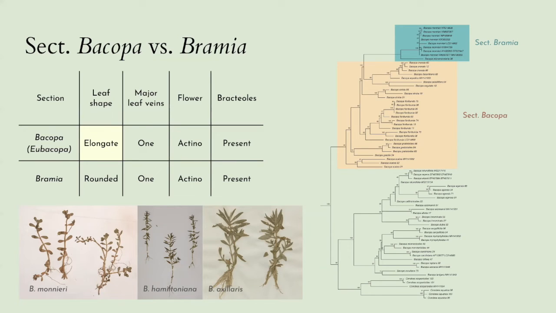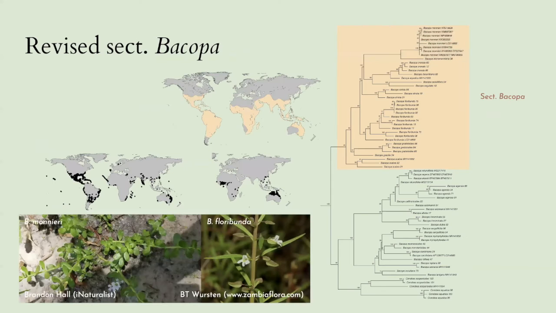And unfortunately, we can't keep these sections as separate if we're treating these under a phylogenetic classification scheme. So everything gets lumped together. Again, just a little characteristic of the leaf shape that's keeping those apart. Maybe not enough to keep these as separate sections. So there we go, big section Bacopa now.